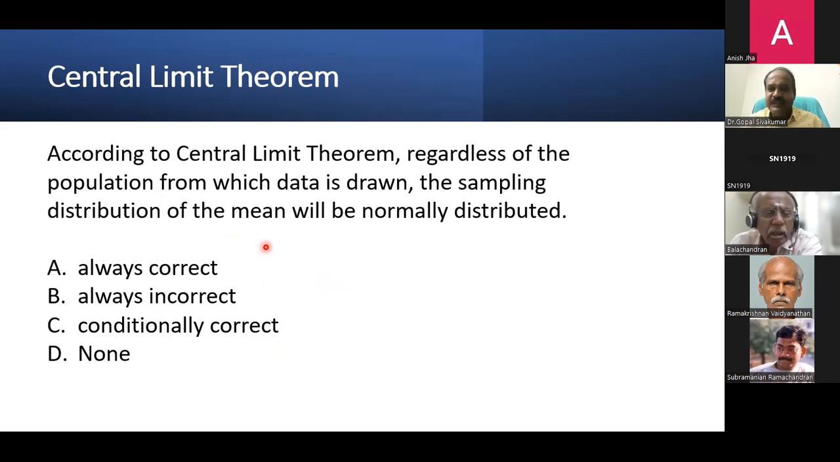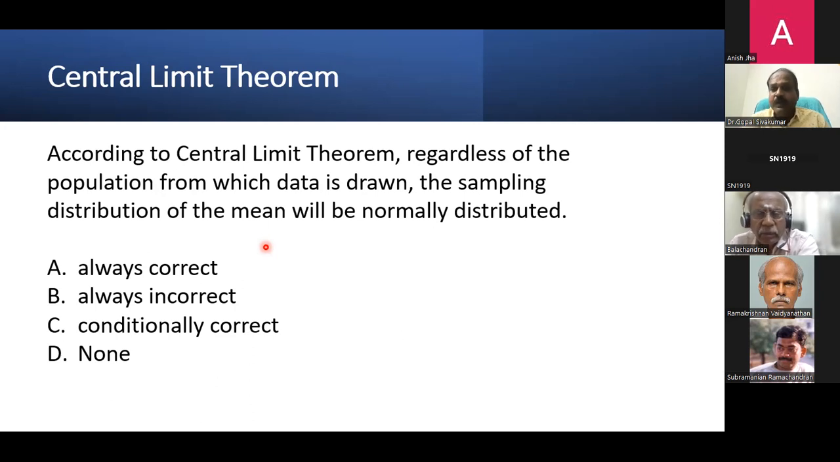Population. Actually, when the population goes up, then only it will be correct. The smaller the population, the things will not be right. I'll make a point here. Conditionally correct. Most of the time it would not be correct. Conditionally correct is the correct answer.